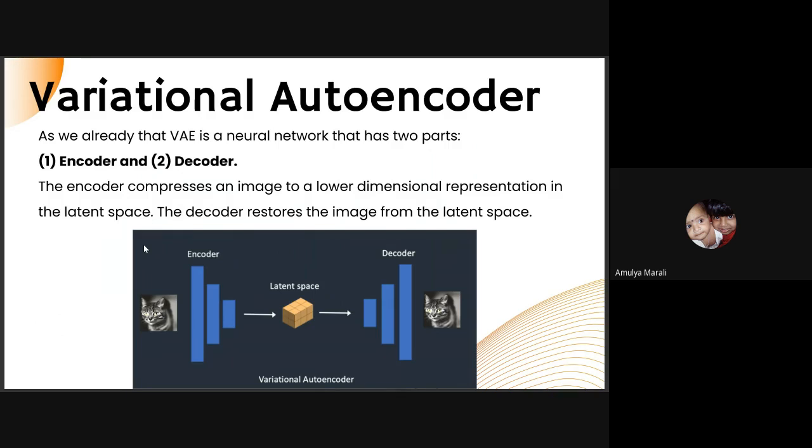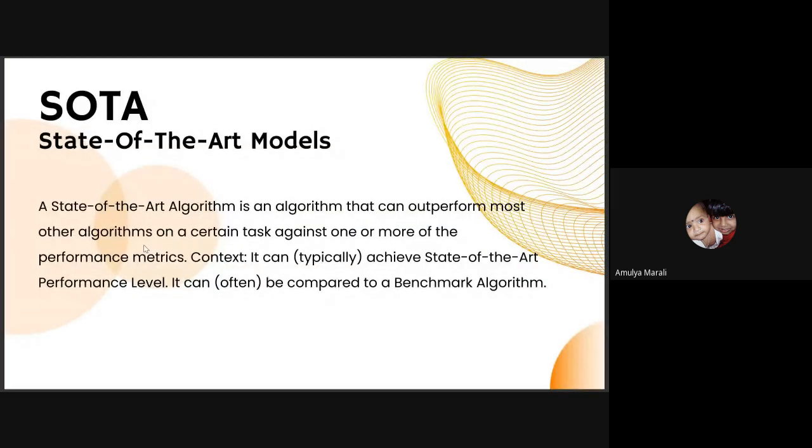Variational autoencoders, again, we had seen it before. That is for the latent space, that is encoding and decoding. That is where the variational autoencoders come into the picture. Because the latent space concept comes here, we make use of variational autoencoders. The encoder converts an image to a lower dimensional representation in the latent space, and the decoder restores the image from the latent space. That's what it's used for.